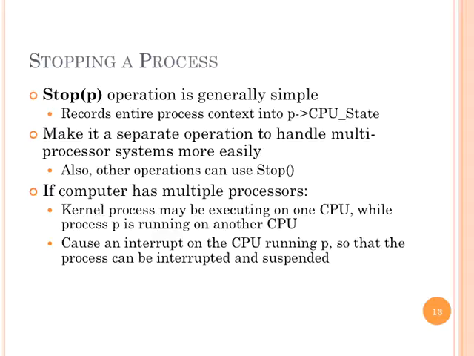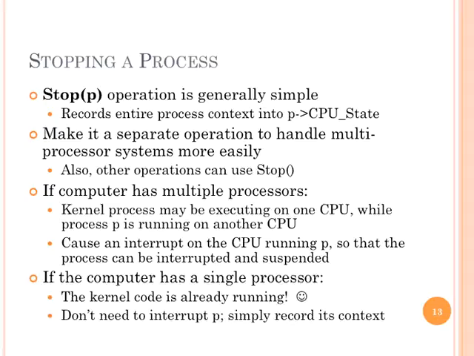Okay, so like I say, if the computer has multiple processors, the kernel may be executing on one CPU while the process P is running on another processor. So that may be the one situation. So I need to do an interrupt. If I have a single processor, I'm already in the kernel. Yay. And in fact, the way that kernel traps work is that when you trap into the kernel, it automatically saves the process's context. So we're already half done. We just need to decide who gets the processor next and switch to their context.